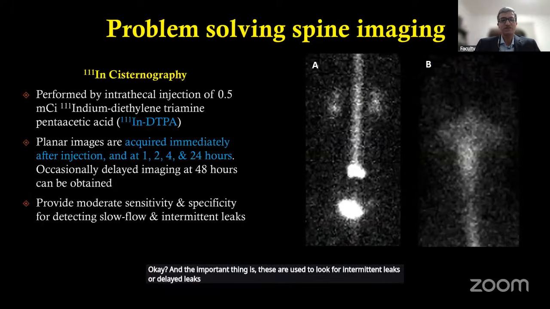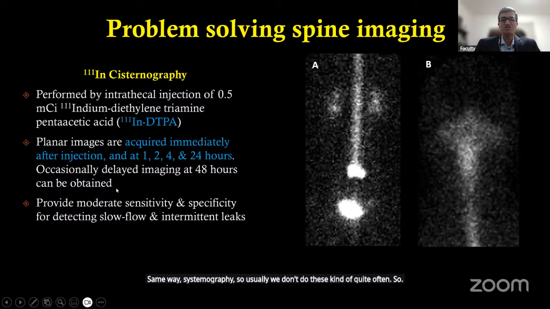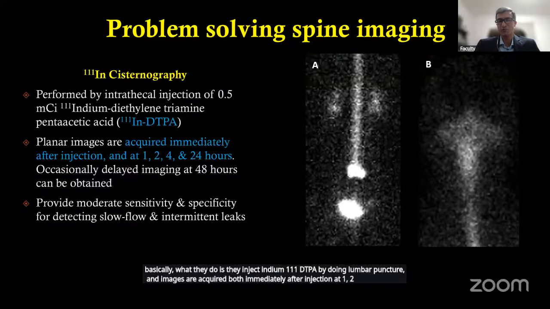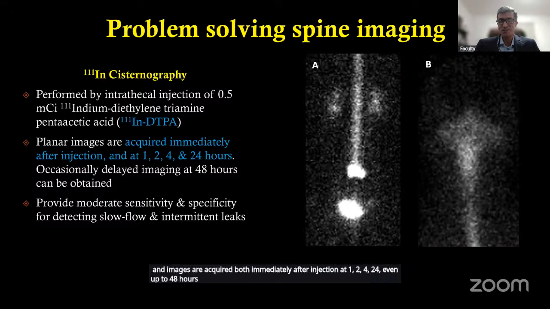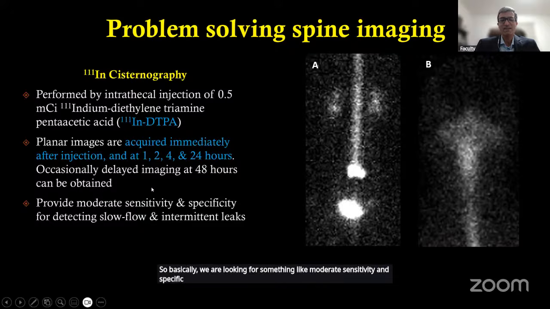Same way, cisternography. We don't do this quite often. Basically, they inject indium-111 DTPA by lumbar puncture, and images are acquired immediately after injection and at 1, 2, 4, 24, even up to 48 hours. We are looking for moderate sensitivity and specificity in identifying slow and intermittent leaks.